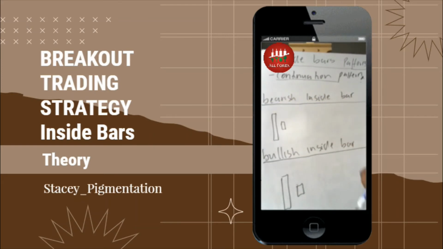So a bearish one consists of a long candlestick first, which is called a mother bar. This is a mother bar, this is a baby bar. They must be opposite candlesticks. So this pattern is what we call a bearish inside bar. A mother bar should be bigger than the baby bar. Since this is bullish, it's going to be like this. This is a bullish inside bar right here.